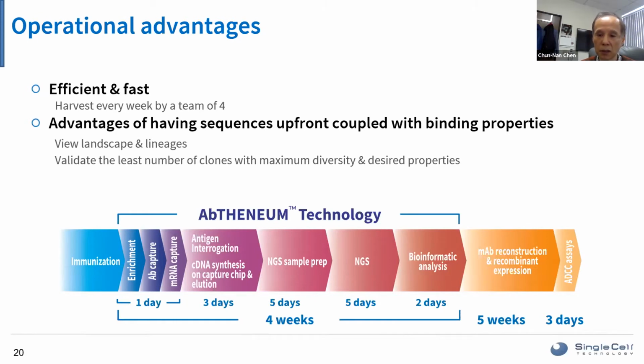So in this particular example, I think this is from a different slide, you can do an ADCC assay with these reconstructed recombinant antibodies. So you can look at the landscape and lineages of these antibodies, and you can validate, as I said here, the least number of clones with the maximum diversity, since we know the sequence of all these.